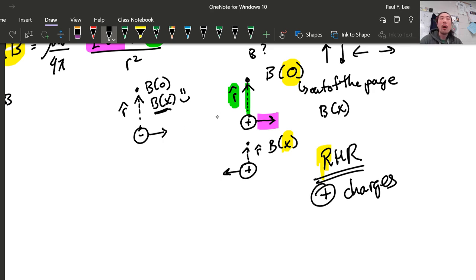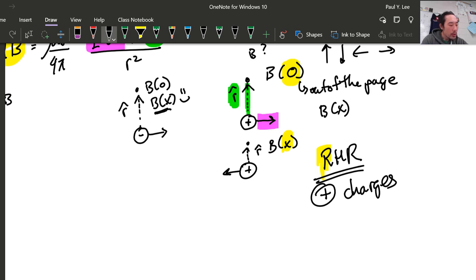All right. Now, me personally, I do not recommend that you switch back and forth between your right hand and your left hand. I think it's better if you just make a mental note. All right, I'm looking at a negative moving charge. I'm still going to use my right hand rule, but at the very last minute, I'm going to just swap the signs. But that's my personal preference.